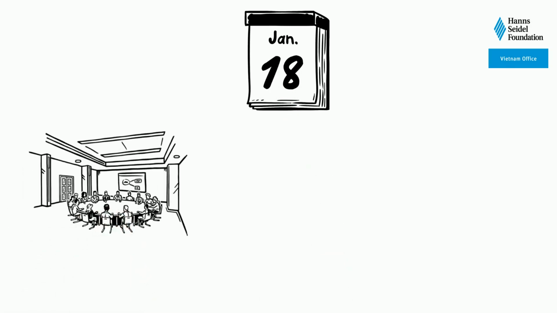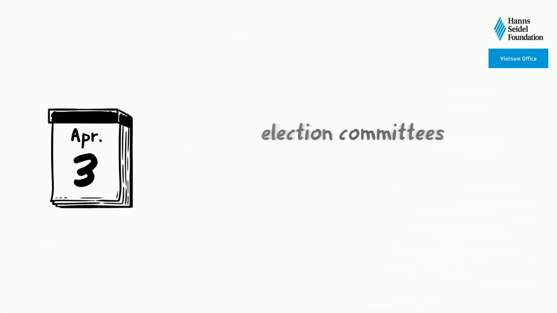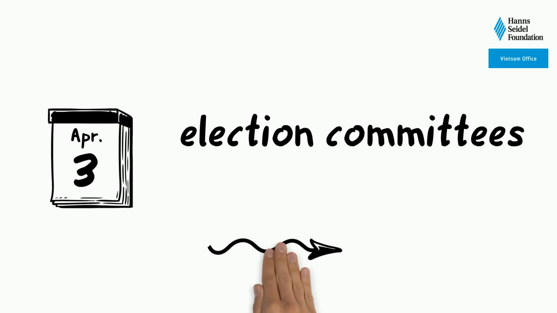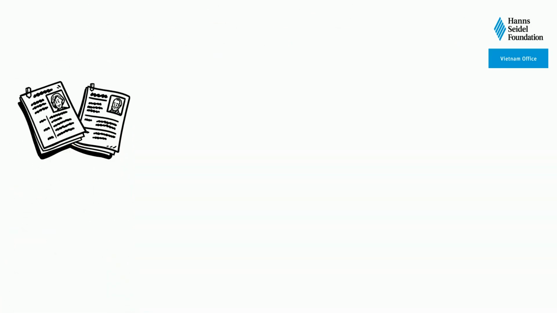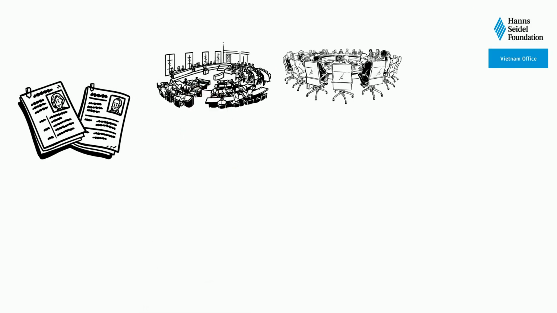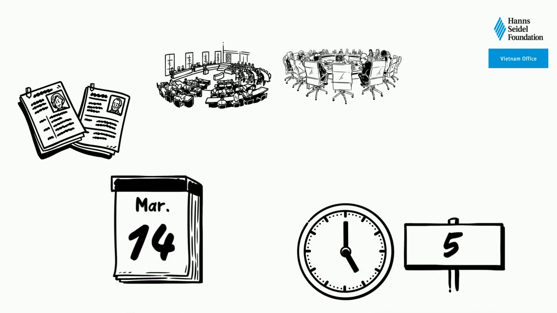Timeline of the election year. On the 18th of January, the National Election Council with its 21 members was set up. Until the 3rd of April, the election committees were set up at all levels. Applications for deputies or members of the People's Council, which is the legislative branch of the provinces, were submitted until the 14th of March at 5 p.m.